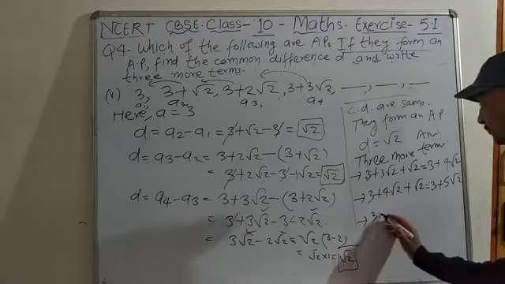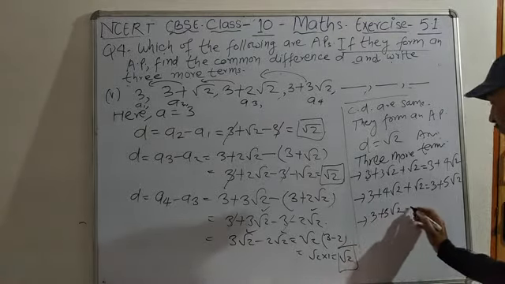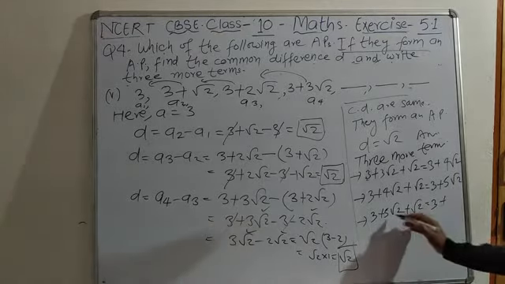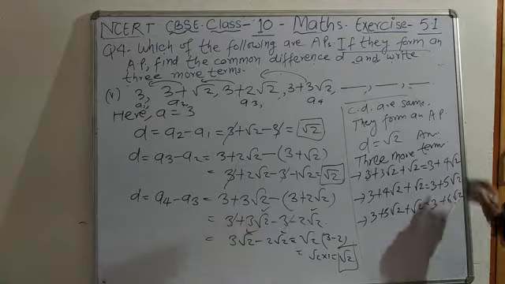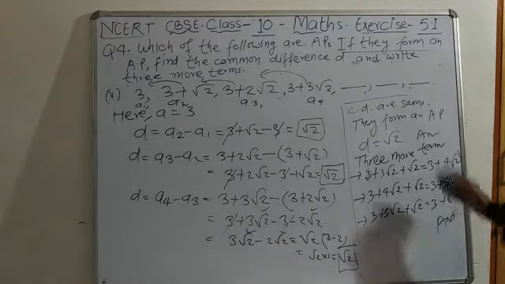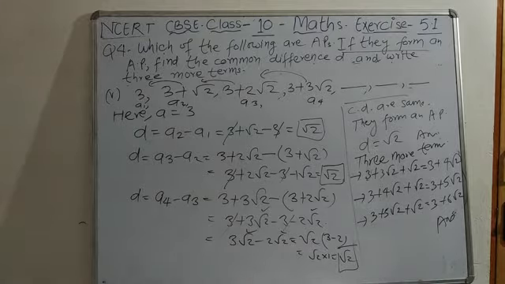This 3 plus 5 root 2 plus also d, which is root 2. It is 3 plus 5 root 2 plus root 2, that is 6 root 2. So these are the next 3 more terms. So it is the answer.